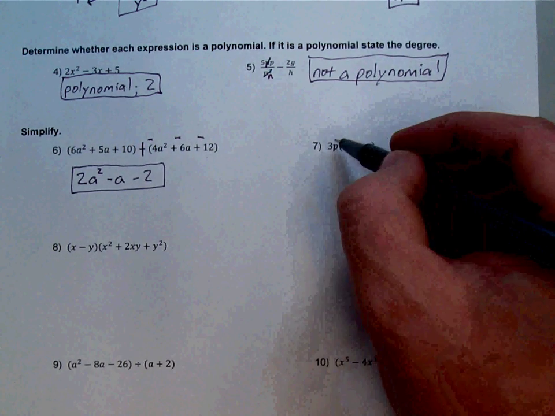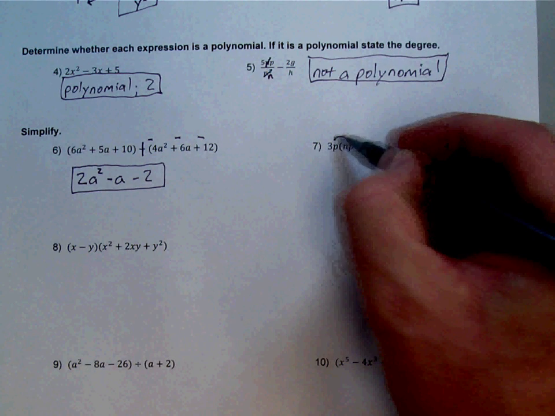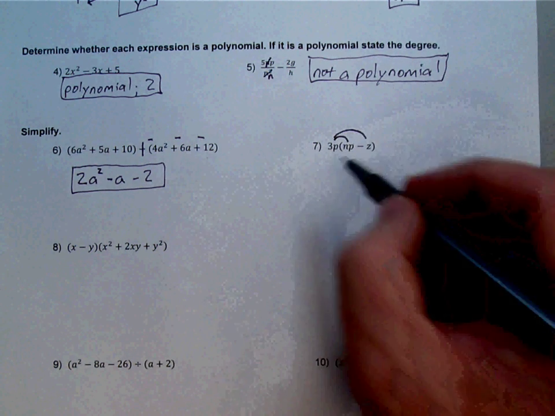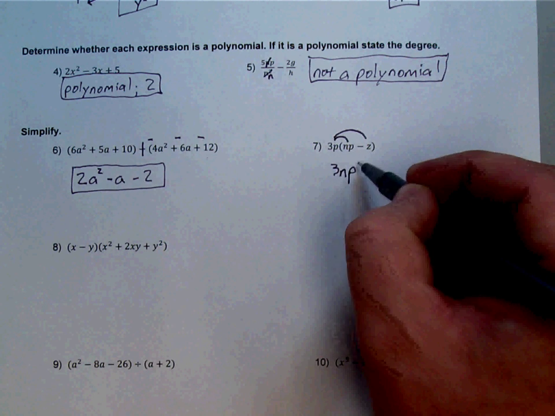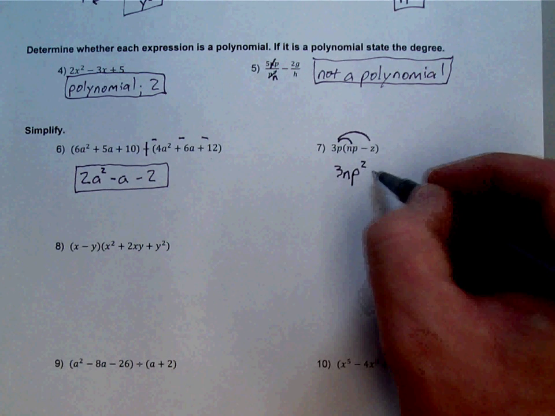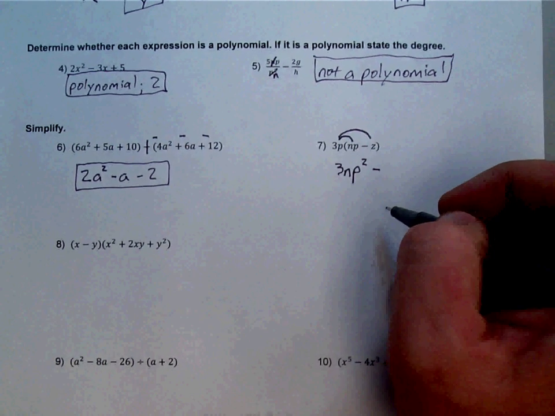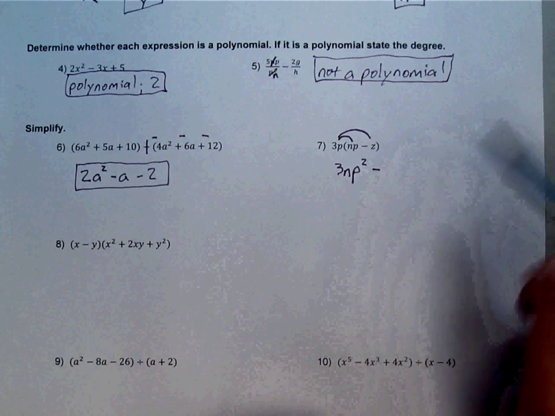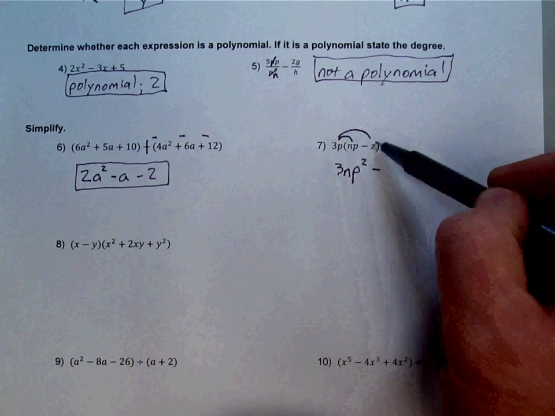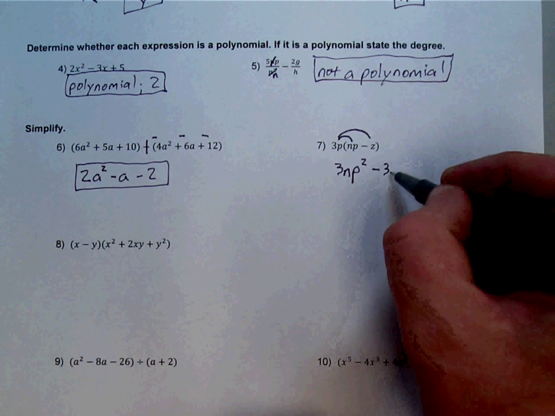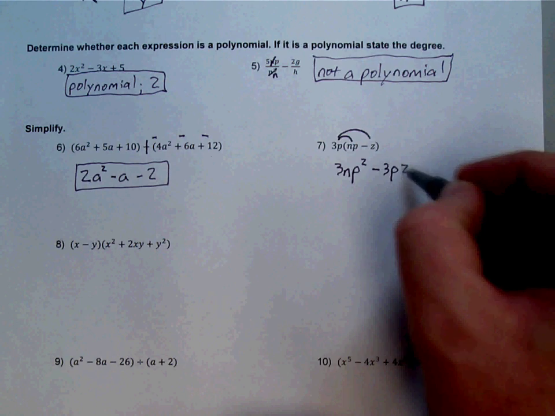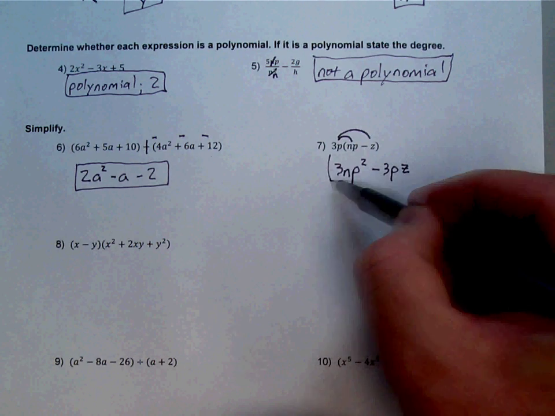Number 7, we have to distribute. This is a multiplication problem. 3p times np is 3n, and p times p becomes p squared. I always do the variables in alphabetical order, so that's why I have them in that order. And then minus, okay, now 3p times z, there's no common letters or anything, so we just list them all. Minus 3pz. Not like terms, I'm finished.